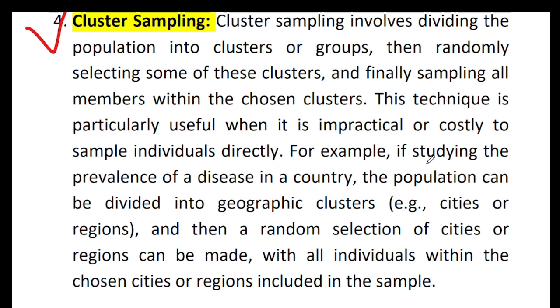For example, if studying the prevalence of disease in a country, the population can be divided into geographic clusters, for example cities or regions, and then a random selection of the cities or regions can be made, with all individuals within the chosen cities or regions included in the sample.